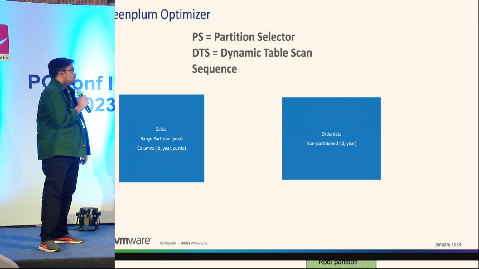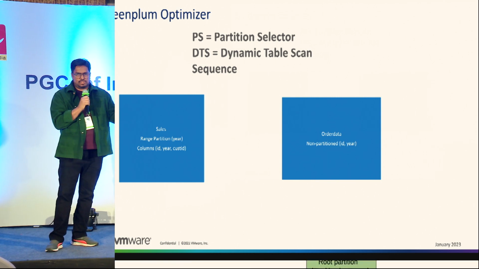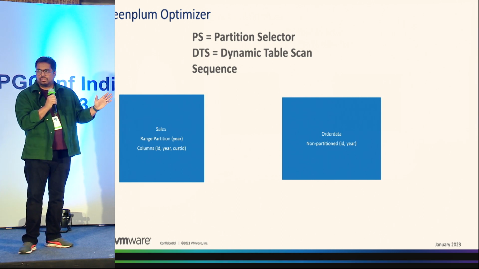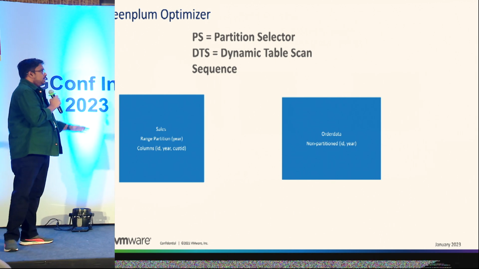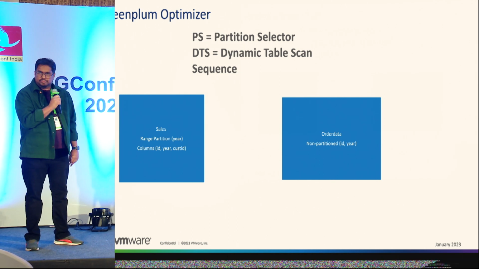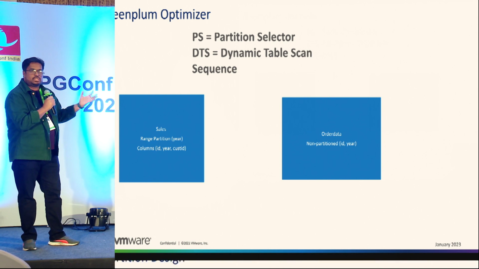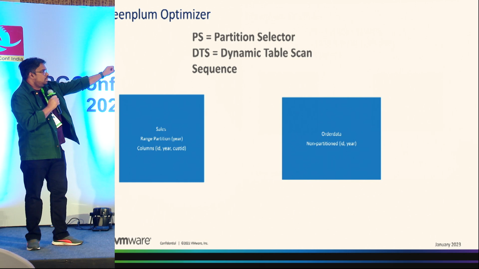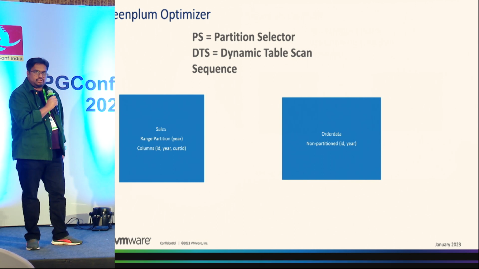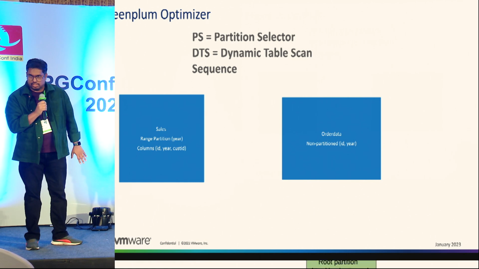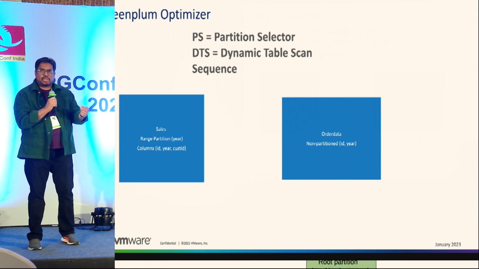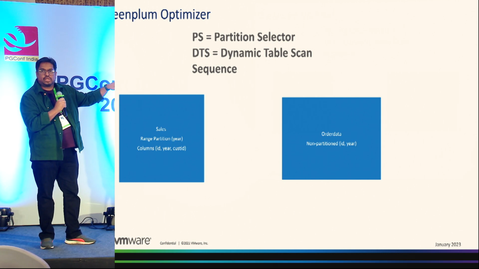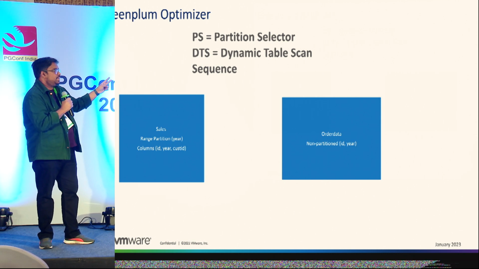So the Greenplum optimizer, which is its own way of planning things out in a warehousing structure, introduced two operators which wanted to do this kind of partition elimination in a better way: the partition selector and the dynamic table scan. Whenever Greenplum encounters a partition table, these two operators get initiated, and they get initiated in a sequence.